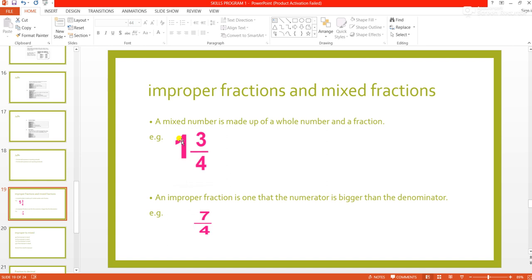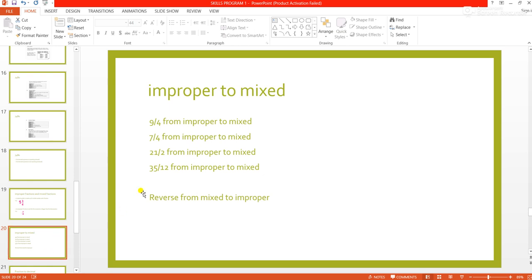So a mixed number is made up of a whole number and a fraction. So this is more of a mixed number. An improper fraction is one where the numerator is bigger than the denominator. For instance, as you can see in the example, 7 is bigger than 4, so we call it an improper fraction. We'll get into the examples below. We'll just do on slide 20 the examples of going from improper to mixed fractions.